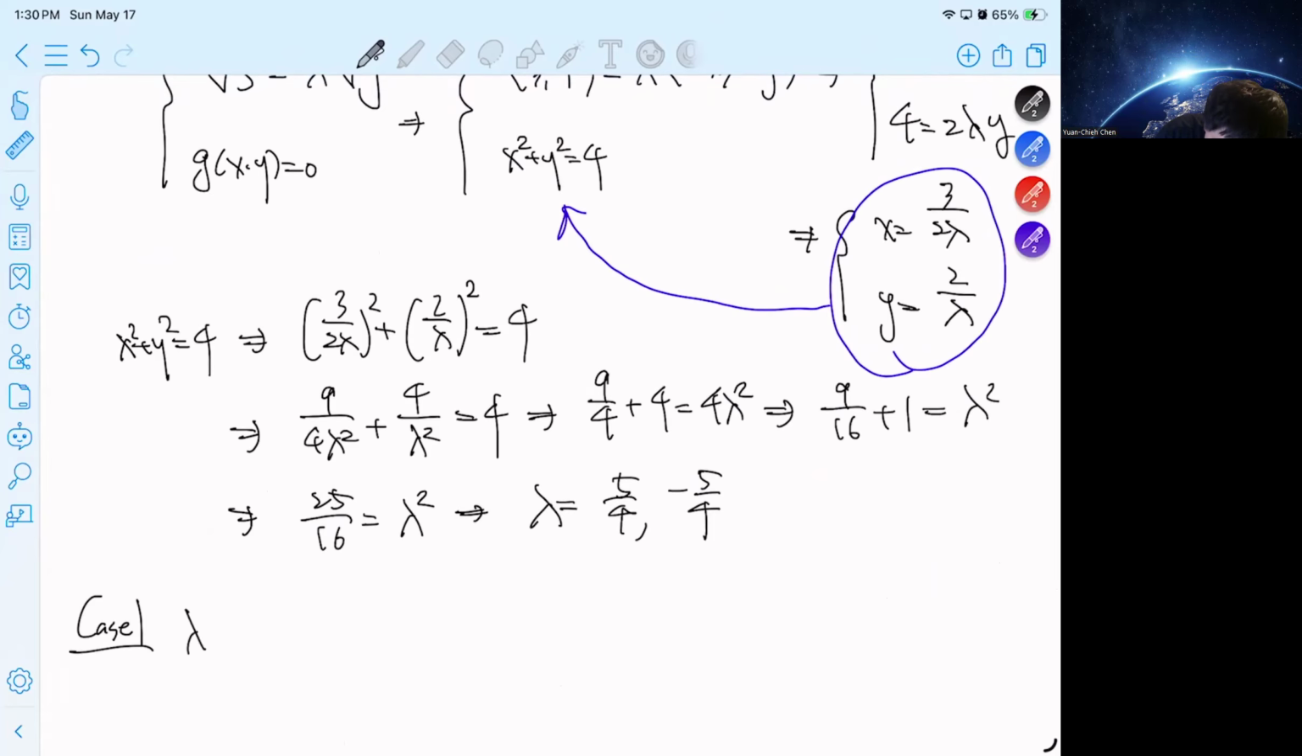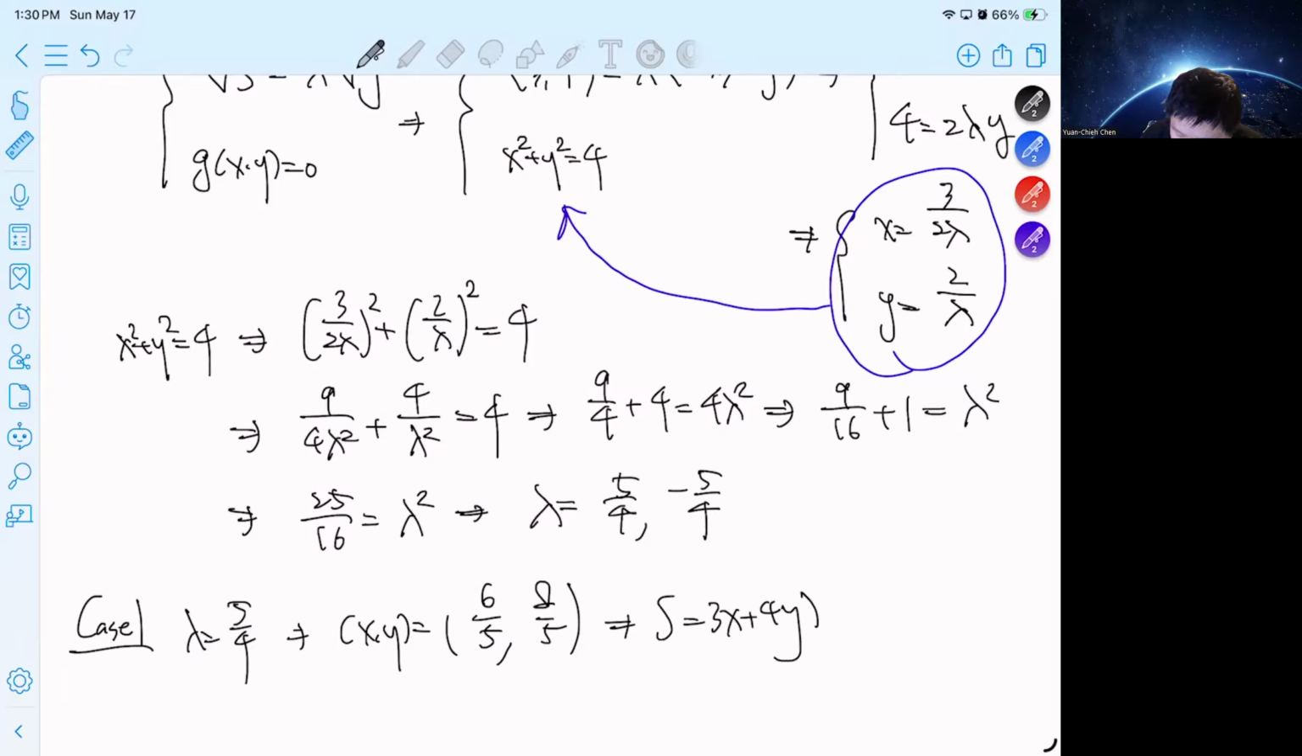When lambda equals 5/4, we plug it back into x and y. So x equals 3 over 2 lambda, which is 6/5, and y equals 2 over lambda, which is 8/5. Forgive me for the calculation. Plugging back into 3x plus 4y, we get 18 plus 32, divided by 5, so it's 10.